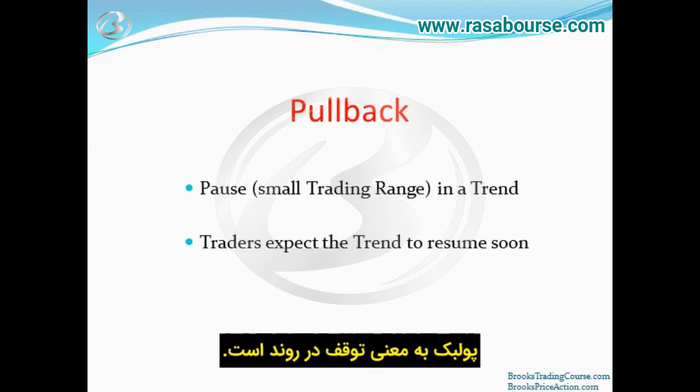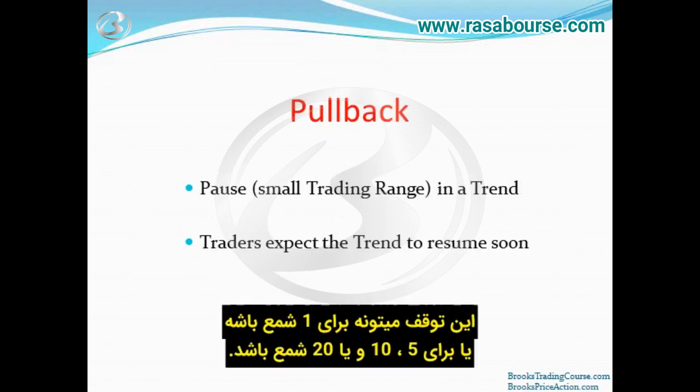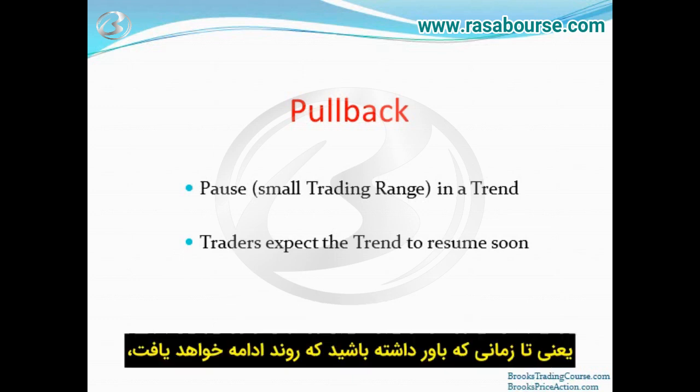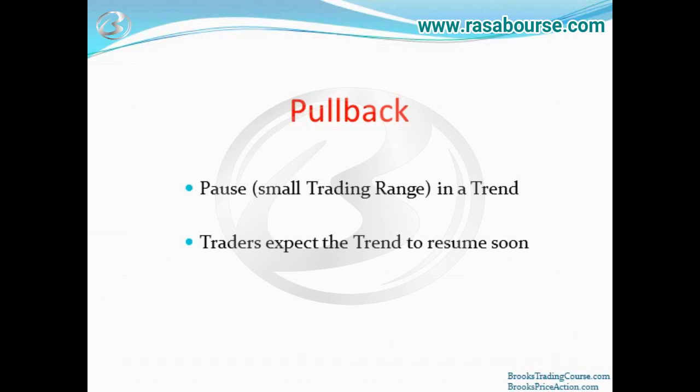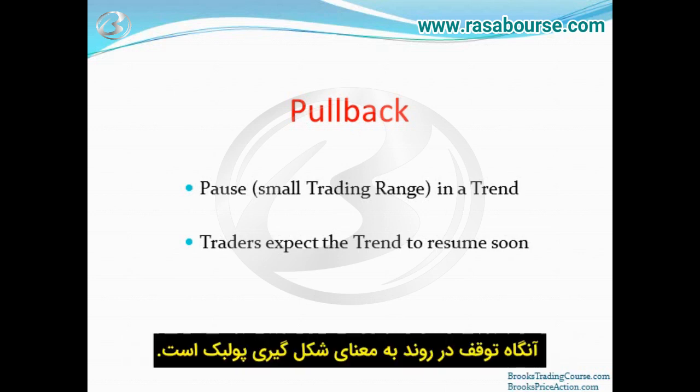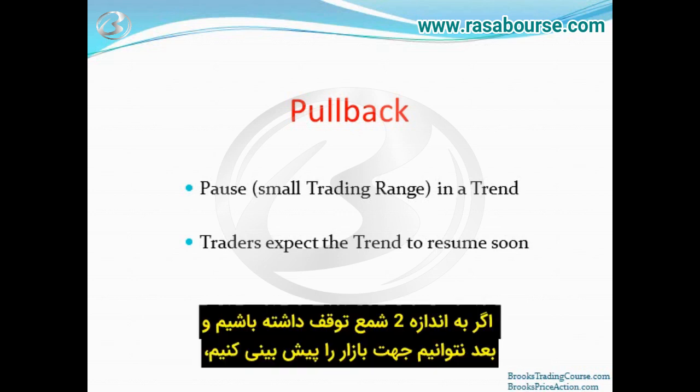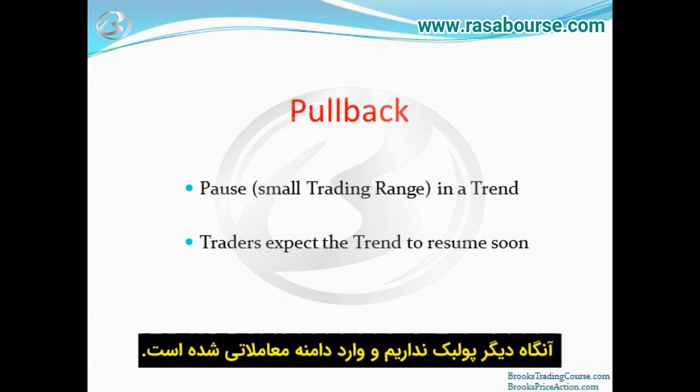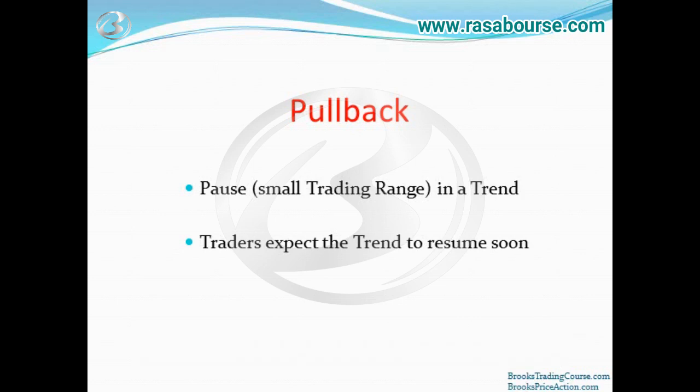A pullback is any pause in a trend. It can be a 1 bar pause, it could be 5 or 10 or 20 bars. As long as you believe that the trend will resume before long, the pause is a pullback. If it grows to too many bars and it loses predictive value, it's no longer a pullback and it has evolved into a trading range.